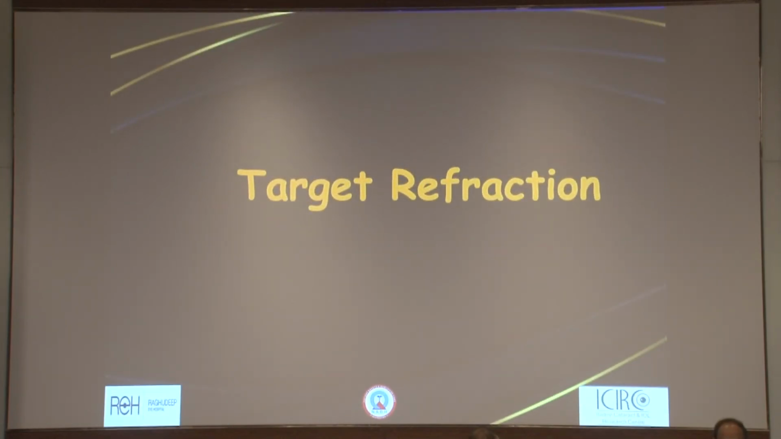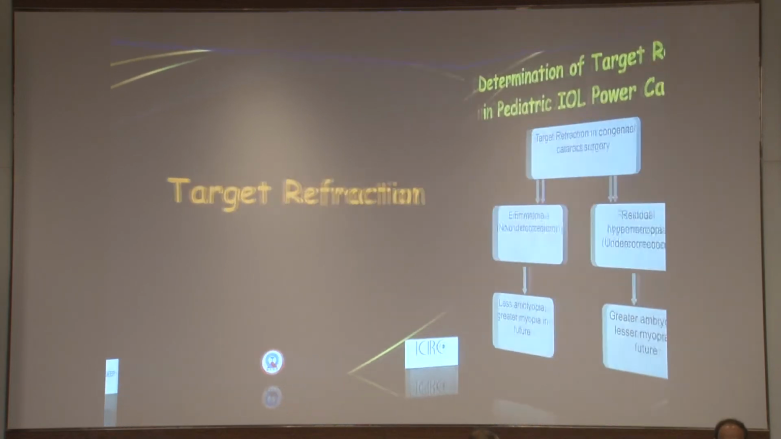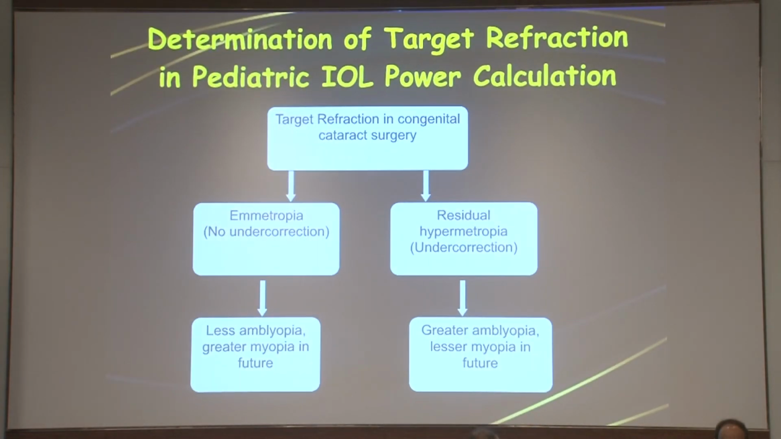Target refraction. Now, this is the most important question. How do you correct the eye completely? Don't correct the eye completely. So the two options are: first, you attempt, like we do for adults, to go for emmetropia. Do not undercorrect, overcorrect, do anything. The advantage of that is that immediately the child is likely to see better, so lesser chances of refractive-induced amblyopia, but a very, very high chance that the child will end up being extremely highly myopic as it grows on.